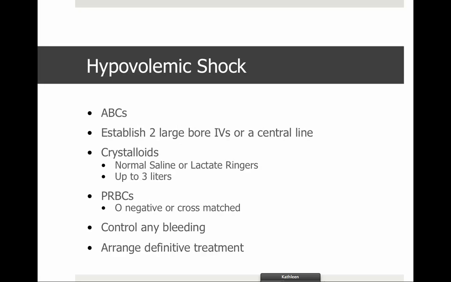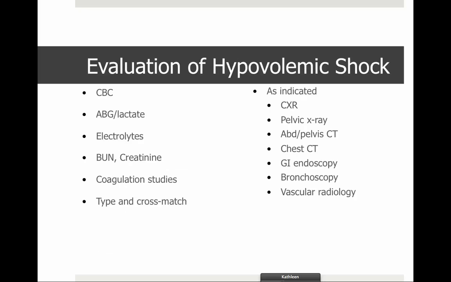So again, with hypovolemic shock, we do the ABCs. We establish two large bore IVs or central line. We give crystalloids, either normal saline or lactated ringers, up to 3 liters. If it's hemorrhagic, they need blood, they're going to do O negative before they're even cross-matched. We can go ahead and give that. We want to control any bleeding and arrange for definitive treatment.